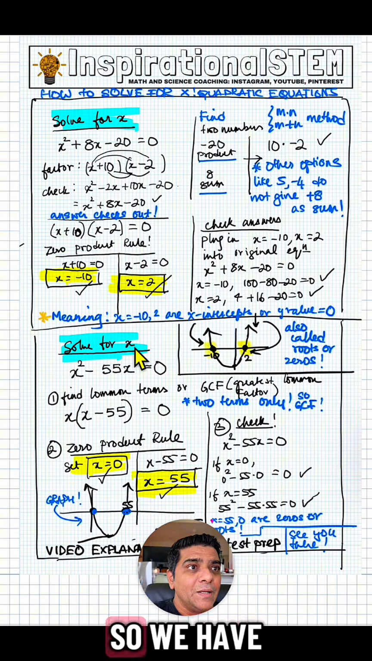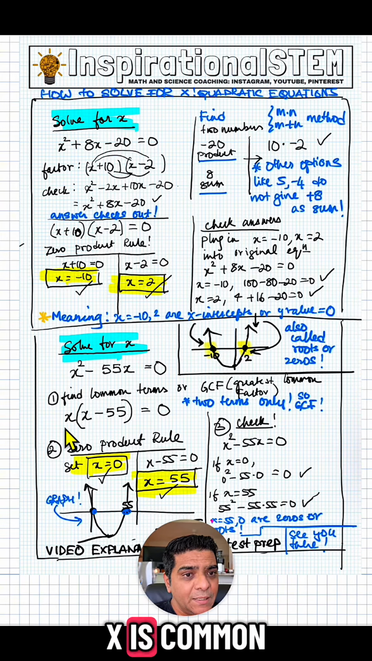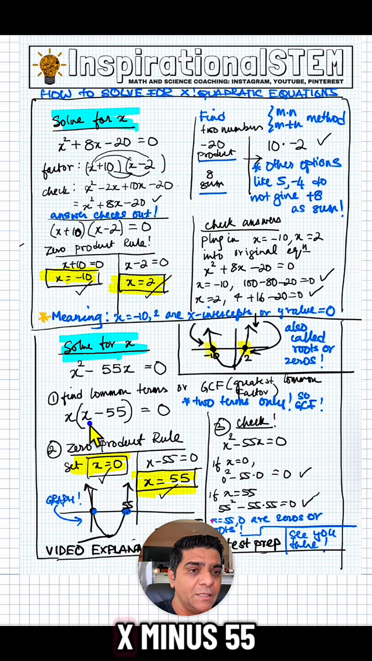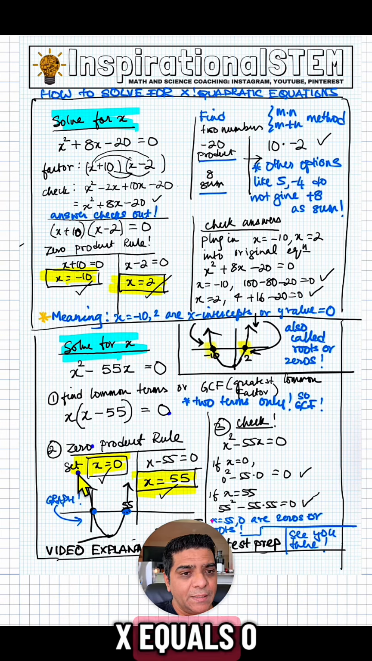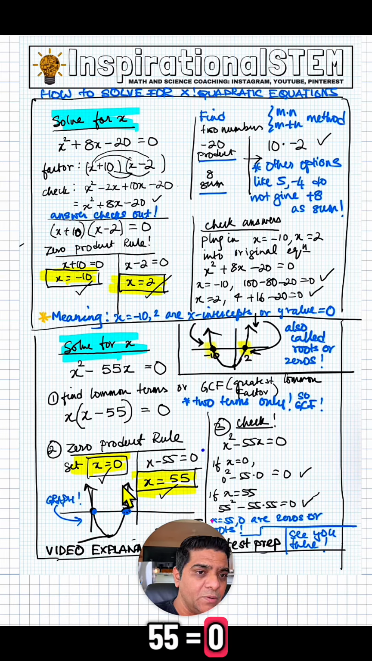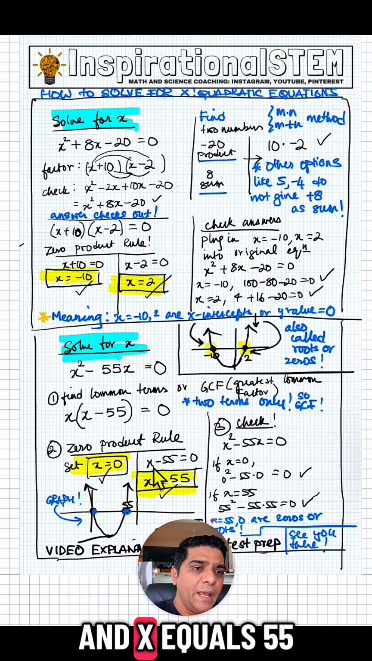Okay? All right, so we have one more, x squared minus 55x, only two terms. So we're going to find something common. x is common, and then we have x times x minus 55 in the parentheses, that's equal to 0. Use the zero product rule, x equals 0 or x minus 55 equals 0. So that gives us x equals 0 and x equals 55.